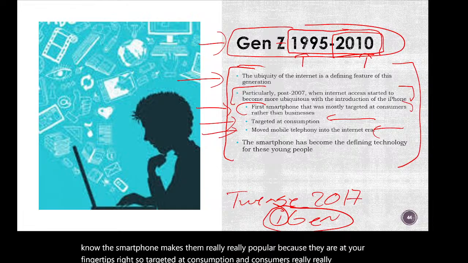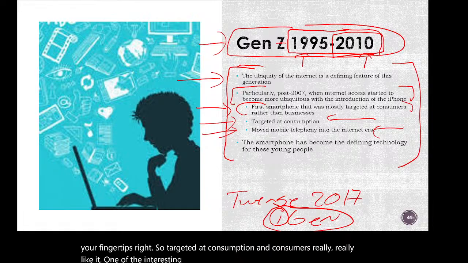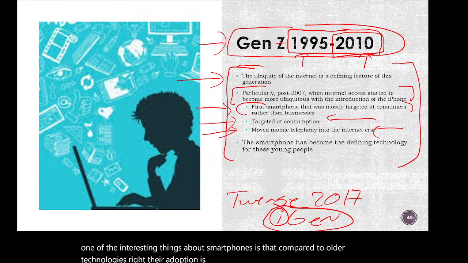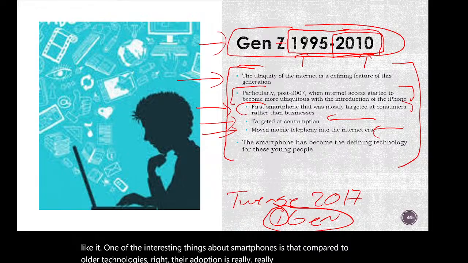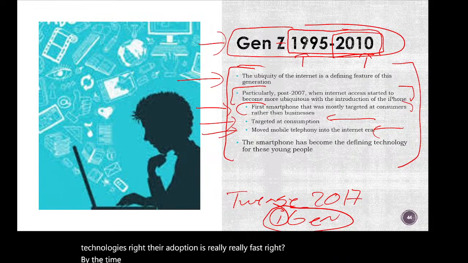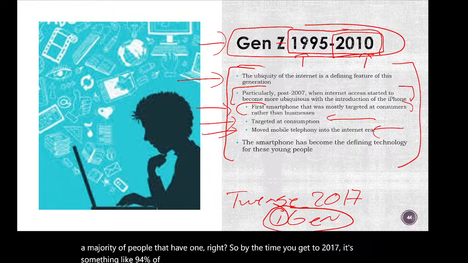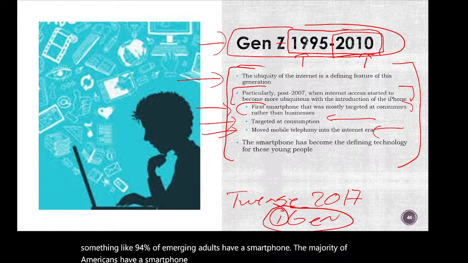One of the interesting things about smartphones is that compared to older technologies, right, their adoption is really, really fast, right? By the time you get a decade forward from the release of the iPhone, it is a majority of people that have one, right? So by the time you get to 2017, it's something like 94% of emerging adults have a smartphone. The majority of Americans have a smartphone by 2012, right? So it crosses the majority line.